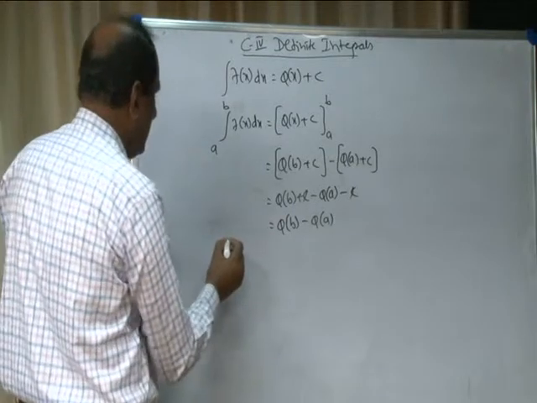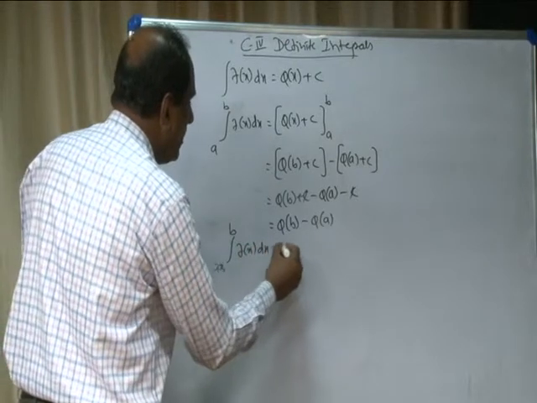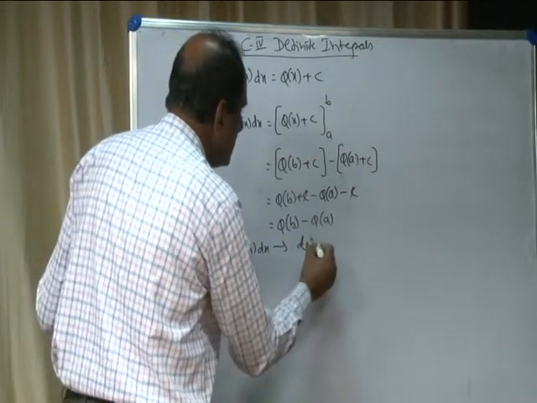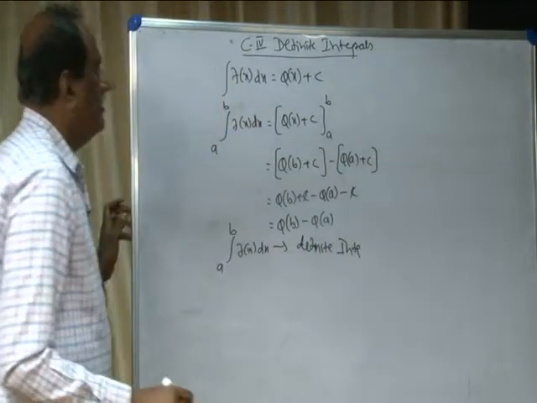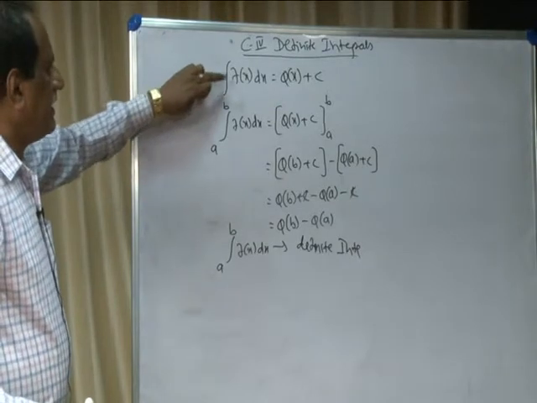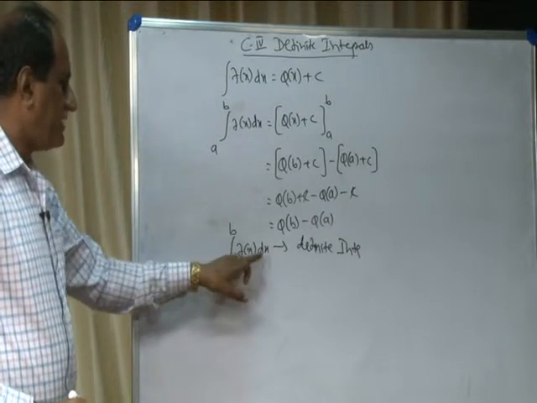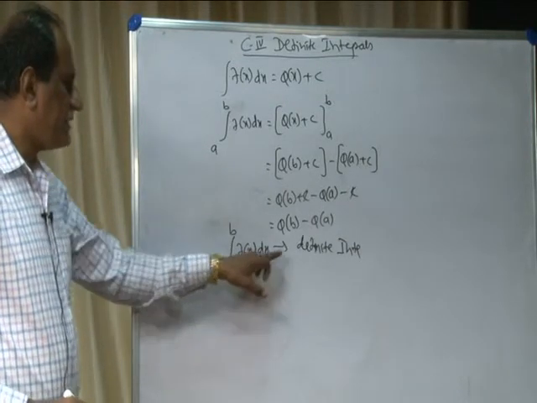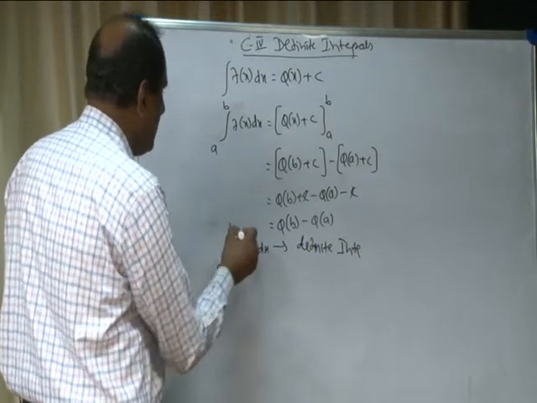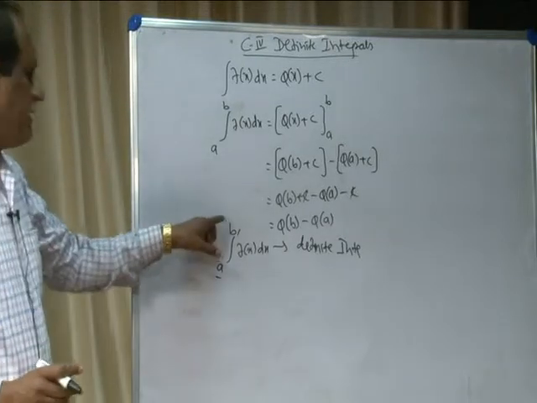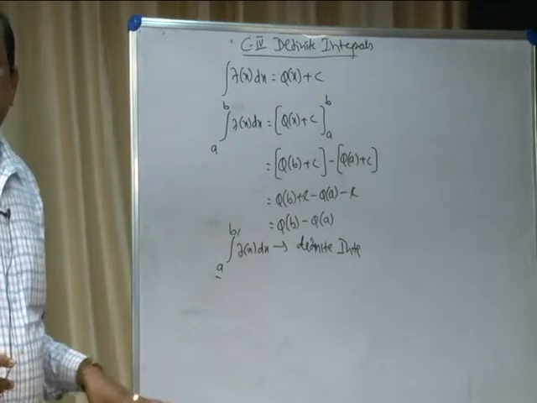Then we define the symbol integral from a to b of f of x dx as the definite integral. The indefinite integral, integral f of x dx, is equal to Q of x plus c. Integral of a to b f of x dx is called the definite integral. This a is called the lower limit, b is called the upper limit. Apply the upper limit first, then minus the lower limit. So this is the definition or concept of definite integral.